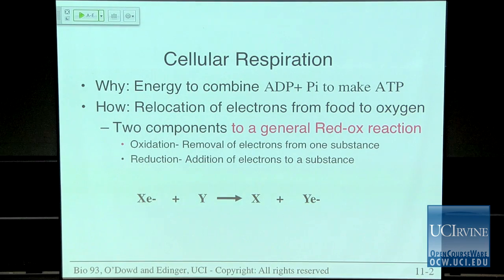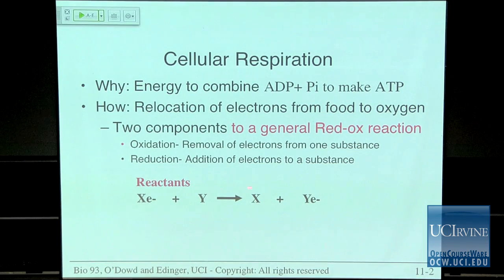Well, in a nutshell, it's really the relocation of electrons from food, multiple food sources, we'll mostly talk about glucose in this lecture, to oxygen. So there are two components to a general redox reaction, reduction and oxidation, so it's called redox. We have oxidation, which is the removal of electrons from one substance, and reduction, which is the addition of electrons to a substance. So here's our general reaction down here.